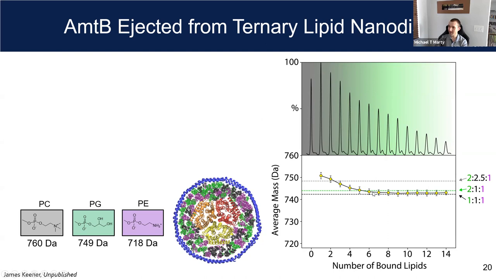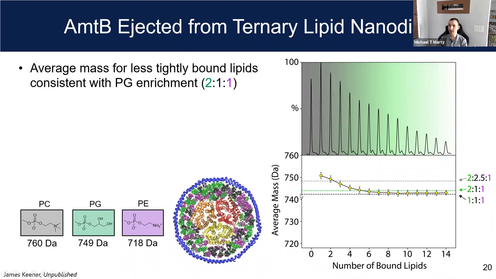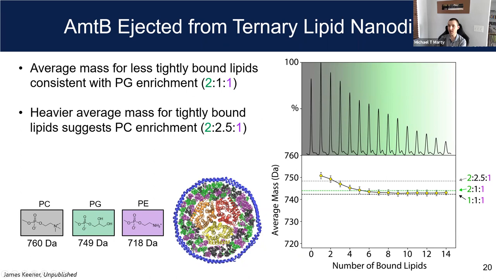What we can say though is again, as we get below about 6 bound lipids, we see this consistent tick up. And the only way we can really assign that is by assuming that we're now getting enrichment of PC in these tightly bound lipids. So I think we are seeing the same story, where it's consistent with an overall enrichment in PG for the slightly less tightly bound lipids, but this heavier uptick does suggest that even in a ternary mixture, we do see PC specific binding for at least a handful of very specific sites.